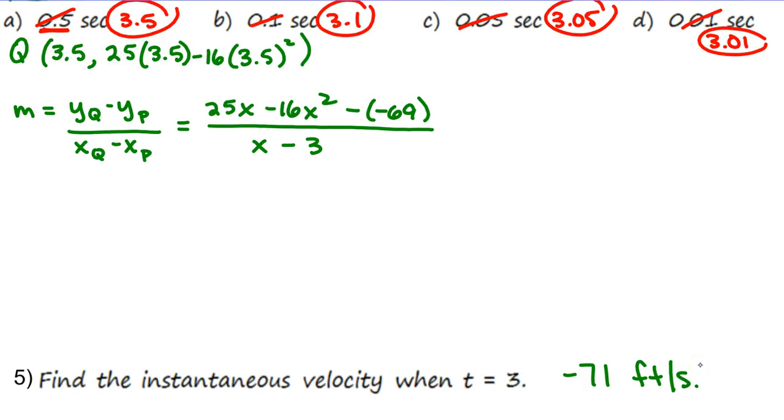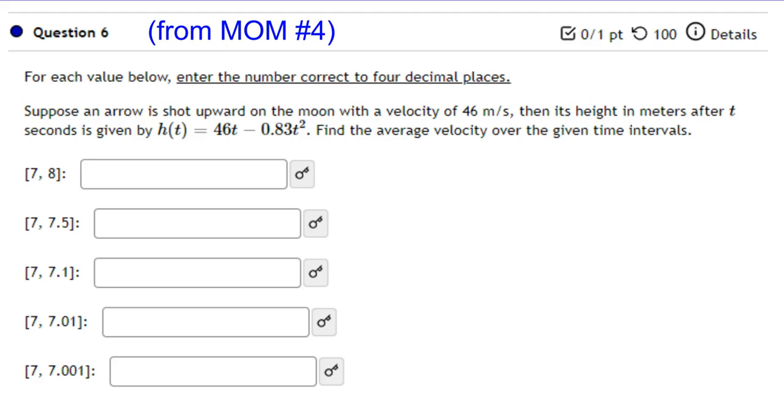Okay, so there we see two problems that have to do with finding the slope of a secant line and using that to approximate the slope of a tangent line. Now the third one is from your MyOpenMath. You're going to have different numbers, but the idea is the same. This is MyOpenMath number 4, the one we skipped earlier. And let's read the problem. We're going to be entering our numbers correct to 4 decimal places.